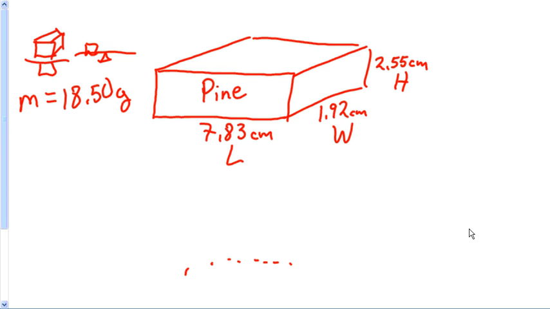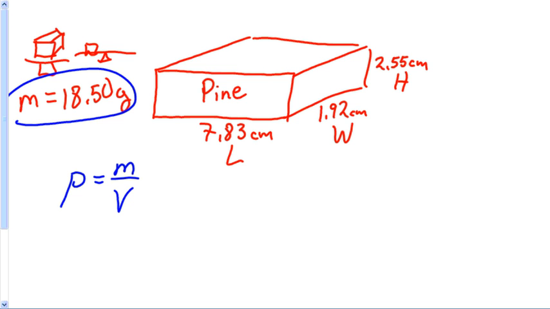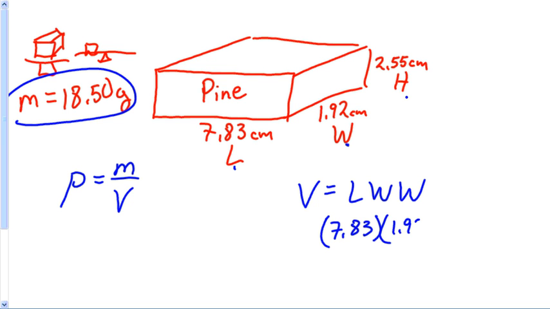So, how do we find the density of that block? Well, it's easy. First I write down the equation: mass divided by volume. The good thing is, Will's already given me mass, 18.5. And Lacey gave me length, width, height. So all I've got to do is find the volume. Volume is equal to length times width times height. Punch in 7.83 times 1.92 times 2.55. What do we get?